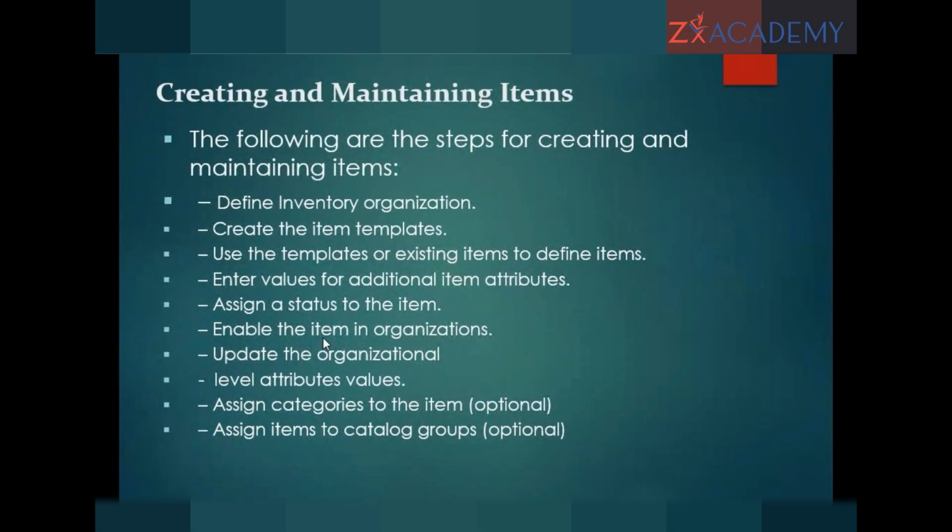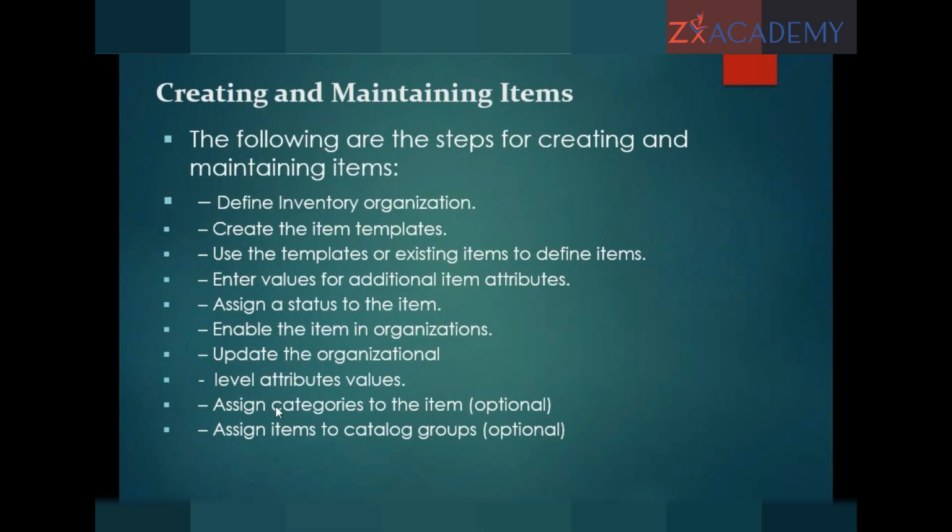What we'll do basically is first define the inventory organization, then create the item templates, then use the templates to define the items. These templates are nothing but your ATO item or PTO item. Then we assign a status to it, whether active or inactive, and which organizations we want to enable them in, and that they are transactable.